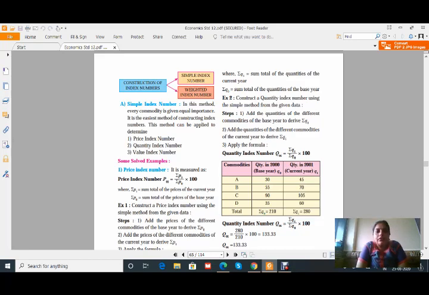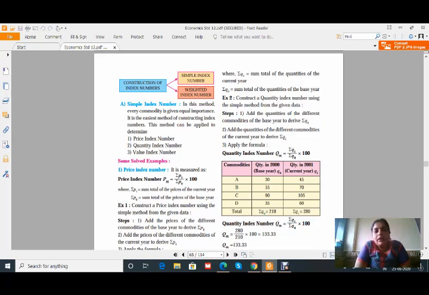There are two types of index numbers, that is simple index number and weighted index number. First, we have to see the simple index number. In this method, every commodity is given equal importance. It is the easiest method of constructing the index numbers. This method can be applied to determine the price index, quantity index and value index.